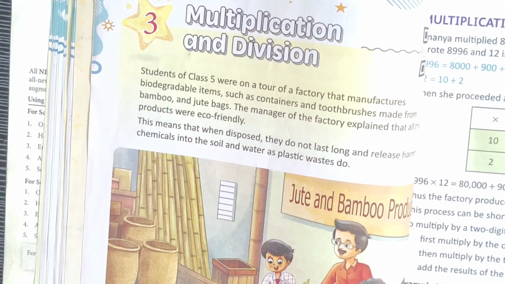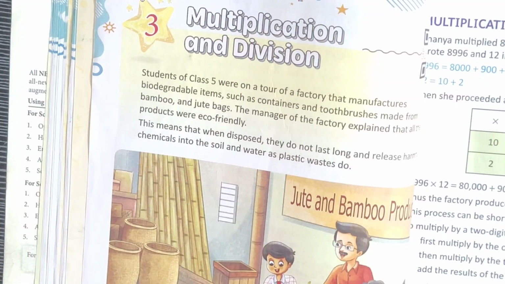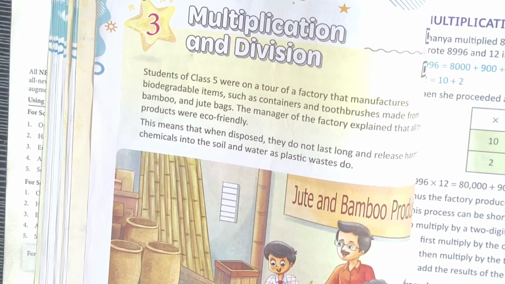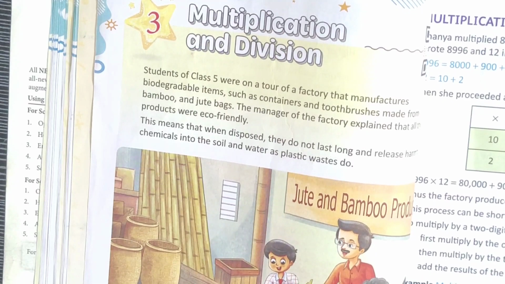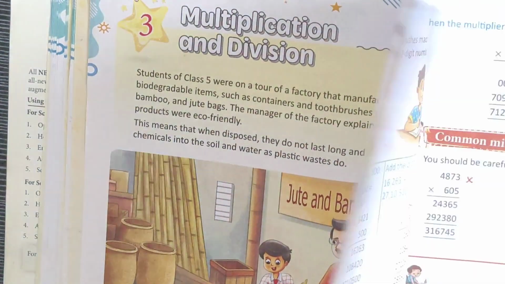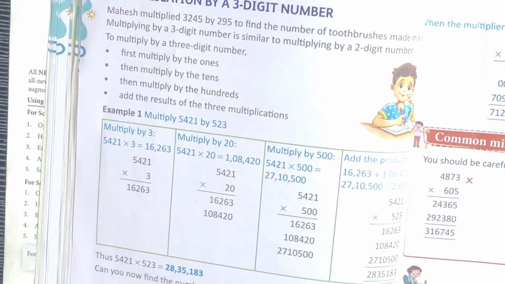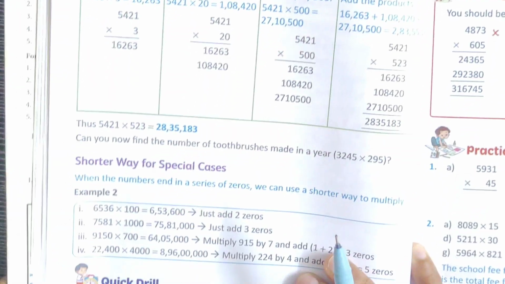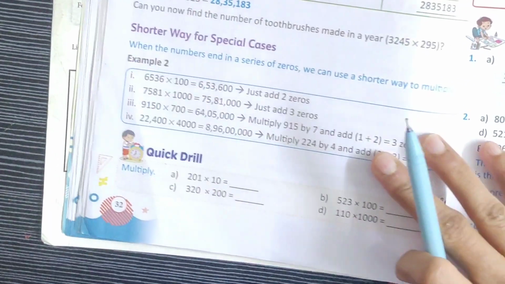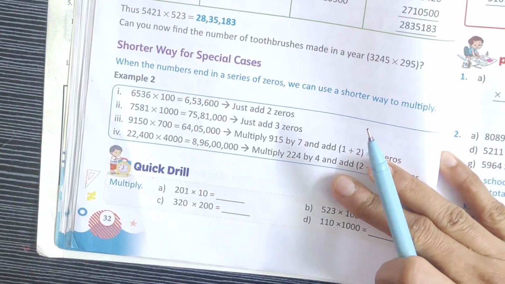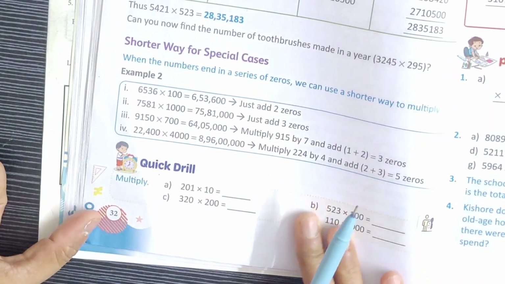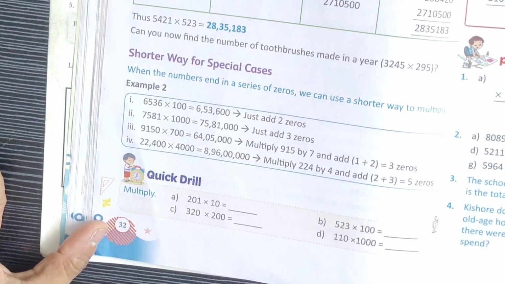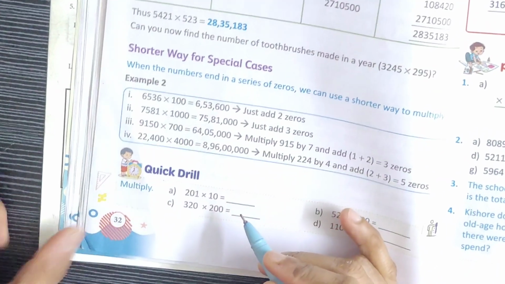Today we will start a new lesson, multiplication and division. These are all familiar chapters. So let's start with a quick drill. Today we will see multiplication of 2 and 3 digit numbers. Okay. Quick drill.